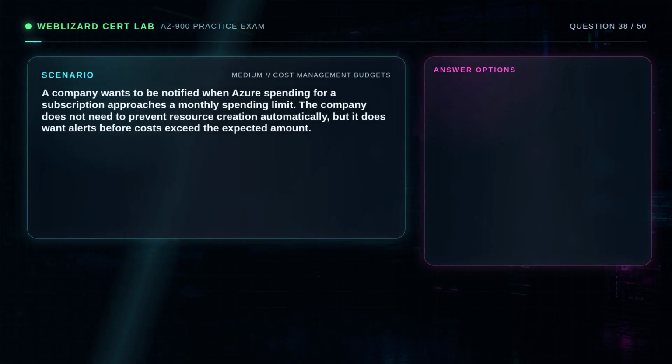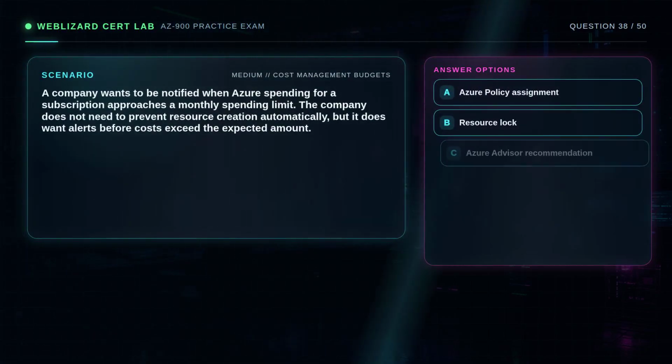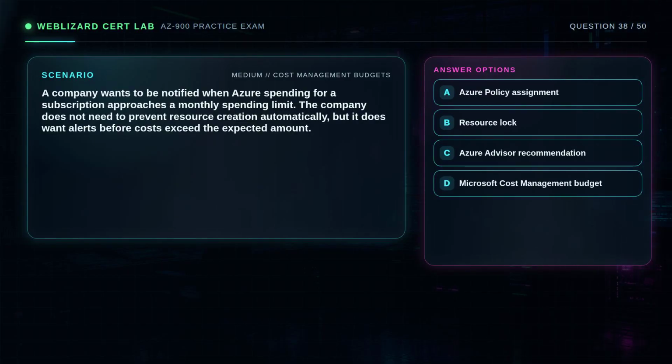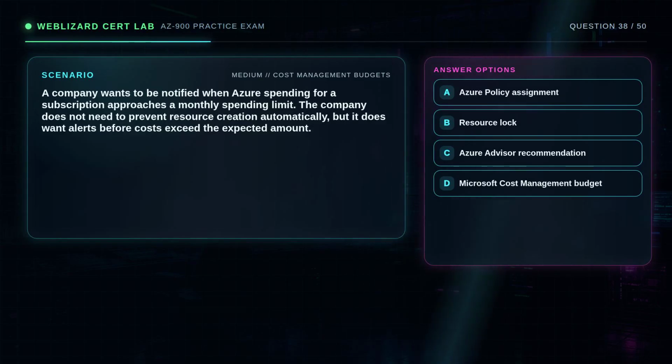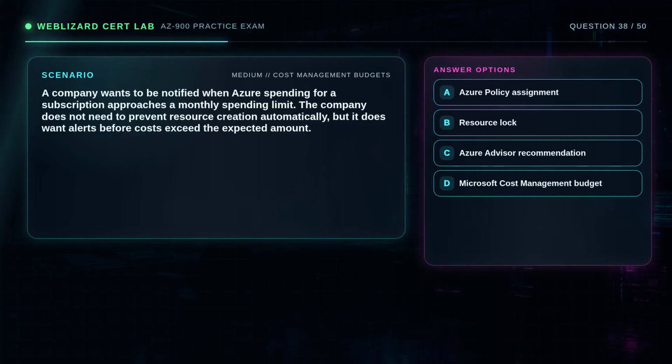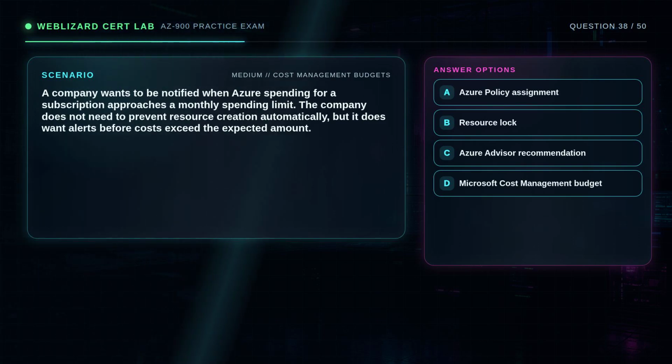Question 38. A company wants to be notified when Azure spending for a subscription approaches a monthly spending limit. The company does not need to prevent resource creation automatically, but it does want alerts before costs exceed the expected amount. A. Azure Policy Assignment. B. Resource Lock. C. Azure Advisor Recommendation. D. Microsoft Cost Management Budget.